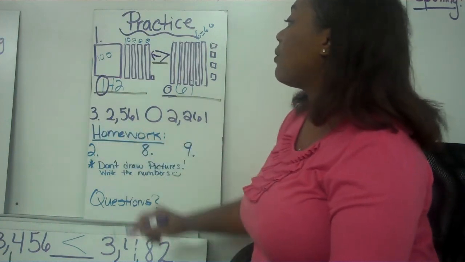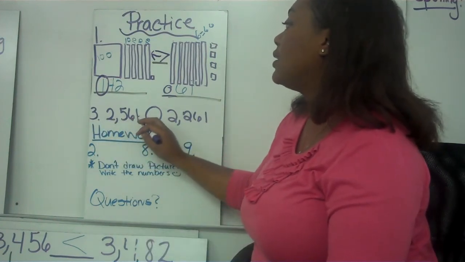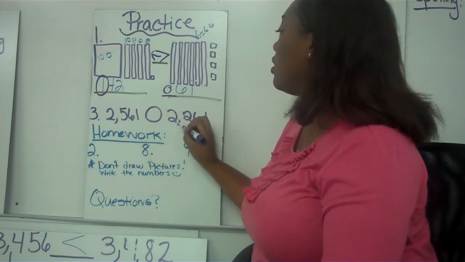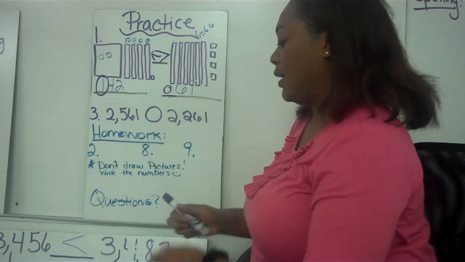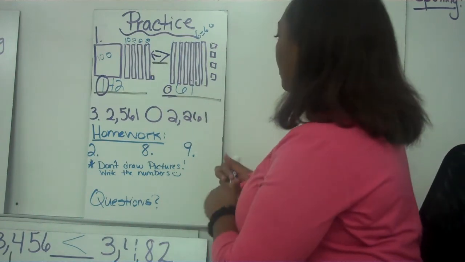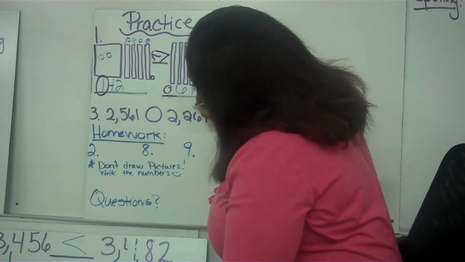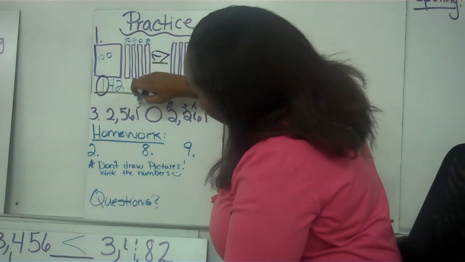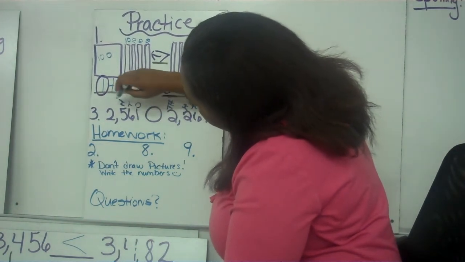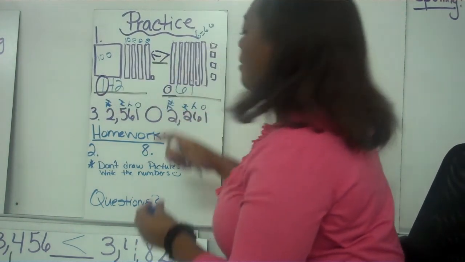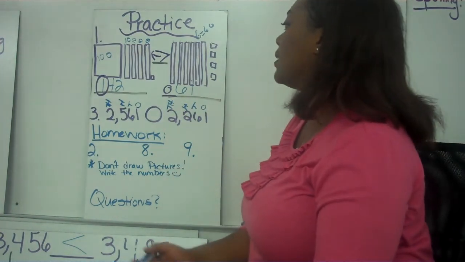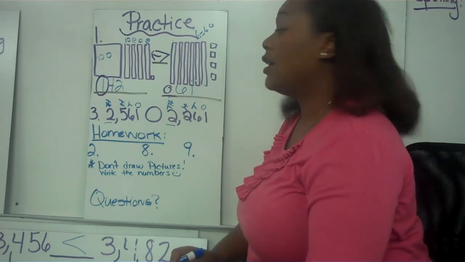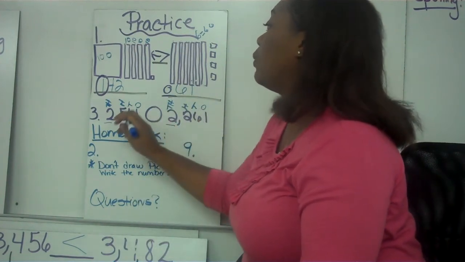Now let's look at number 3. I've got 2,561. And they want to know if that's greater than, less than, or equal to 2,261. So remember, start with our highest place. We've got our ones place, tens, hundreds, thousands. My highest place is the thousands place. I've got a 2 and a 2. They're the same numbers. So I'm going to have to go to the next place value, which is the hundreds place.